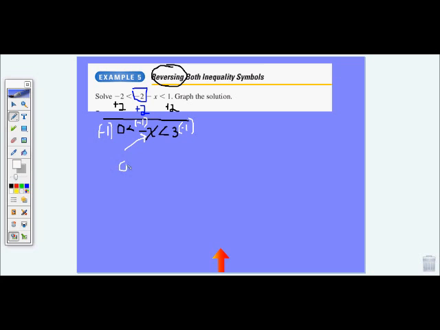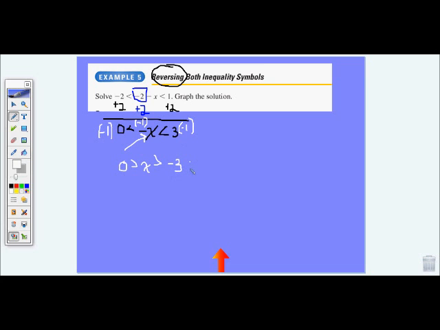So now I'm going to have 0, reverse my sign. This is now going to be an x. I stayed with 0, I'm sorry, I didn't say that. 0 times negative 1 is still 0. Negative x times negative 1 gives me a positive x, a negative times a negative gives me a positive. And 3 times a negative 1 gives me a negative 3.